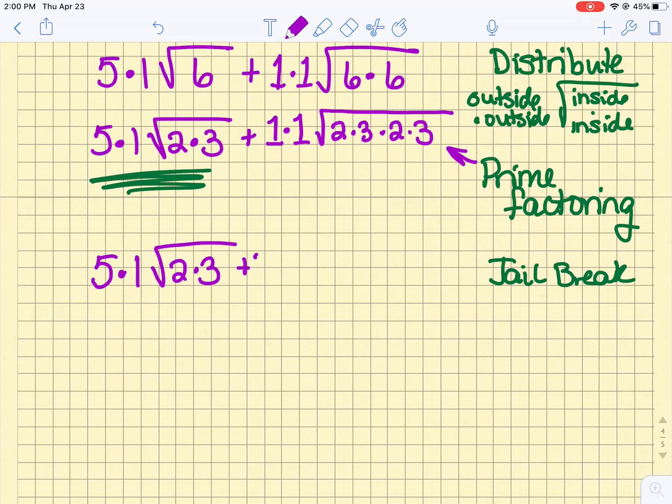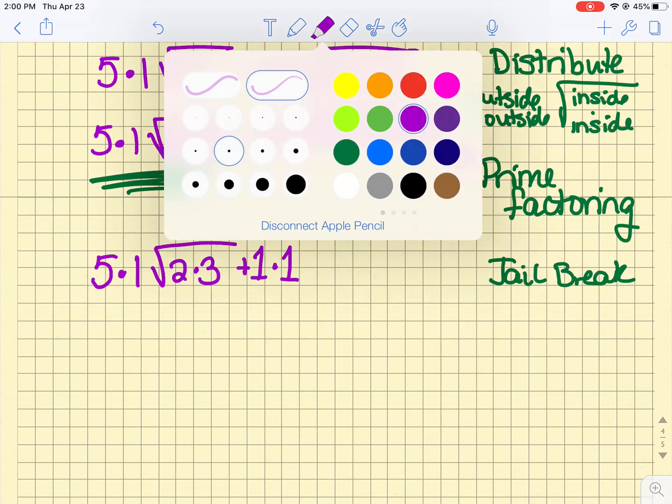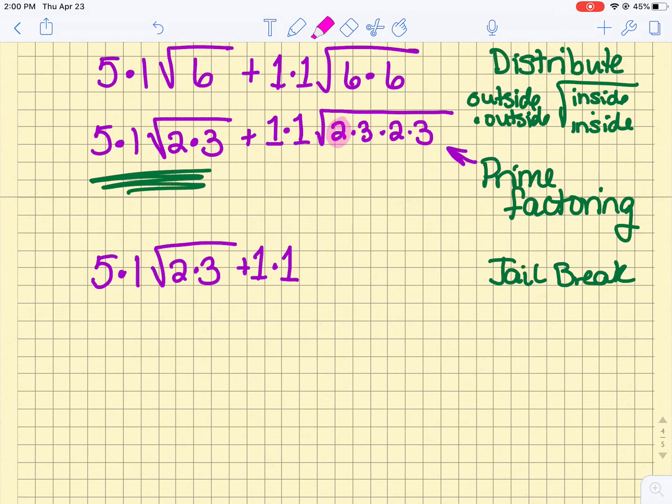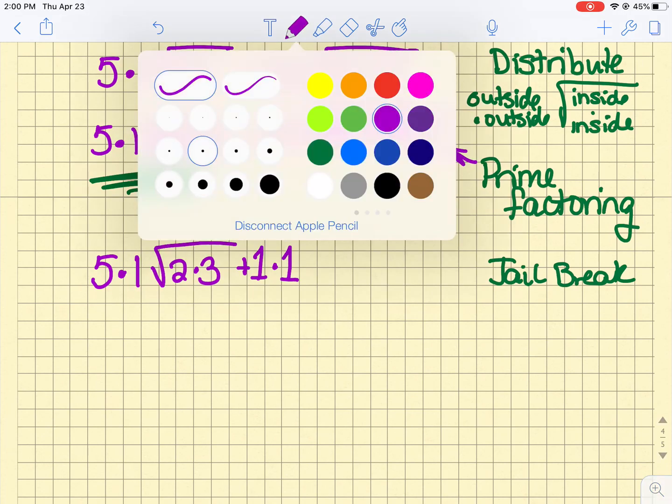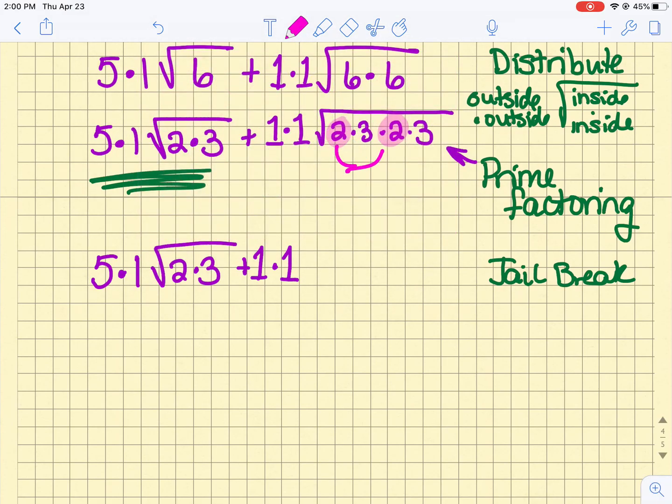And then I have the 1's. And then what can jailbreak from this group? The 2 and the 3. Yeah, so we have 2 jailbreaks going on here. The 2's get together. It doesn't matter if they're next to each other. The 2's get together. They jump out the window, and only one of them makes it.